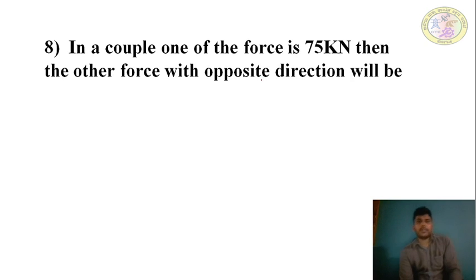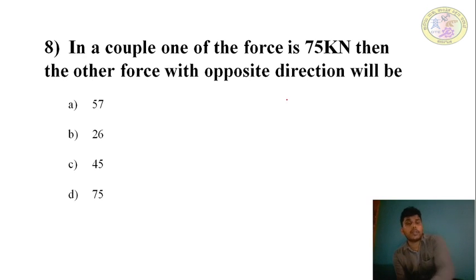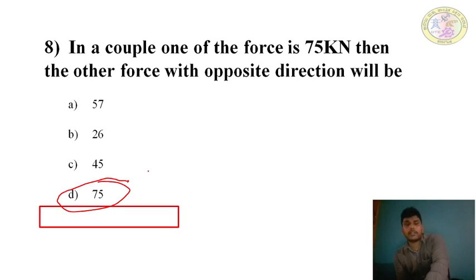Next question: in a couple, one of the forces is 75 kN, then the other force in the opposite direction will be the same. A couple should have two forces which are equal. So if one of the forces is 75, the other force will also be 75. Yes, 75 kN is the right answer.